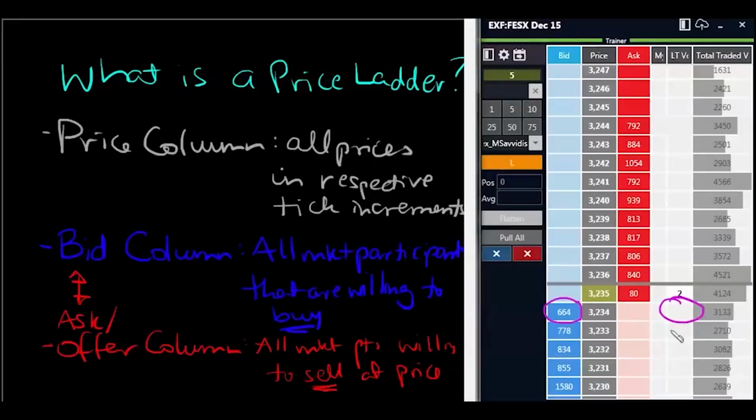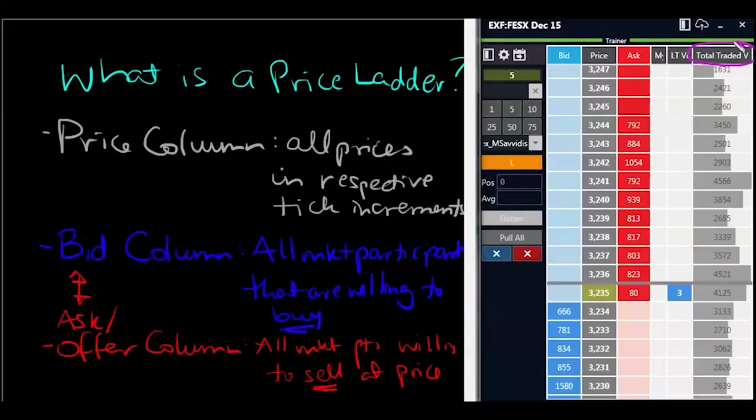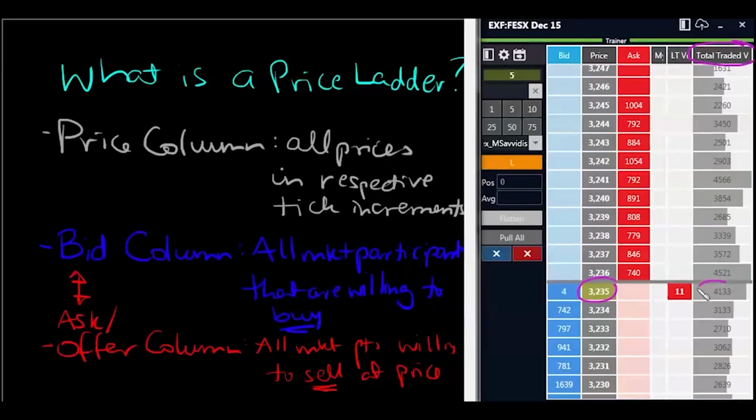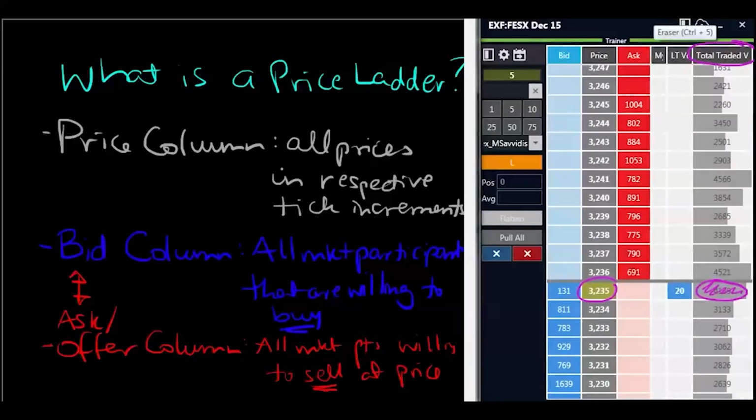Now, the last part of the price ladder that we want to take a look at is the total volume traded. Total traded volume on the right. Now this is a cumulative volume traded at each price. So for example, at the current market price that's trading at 32.35s, you'll see that 4,133, now 35, 36 contracts have traded. So every time new contracts are traded, that is the cumulative volume traded at that specific price.